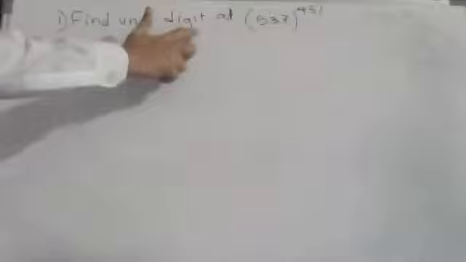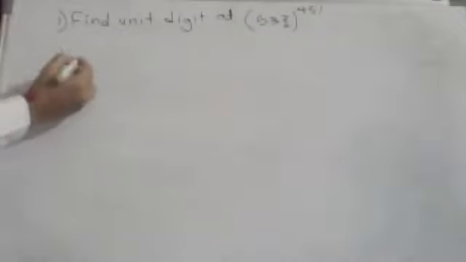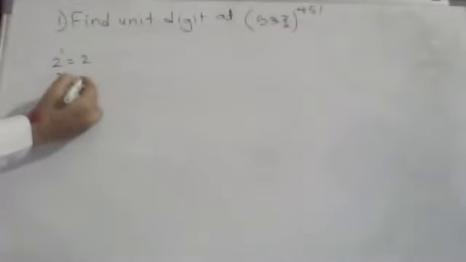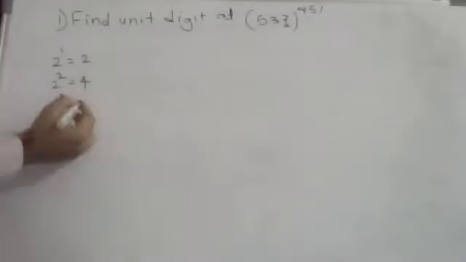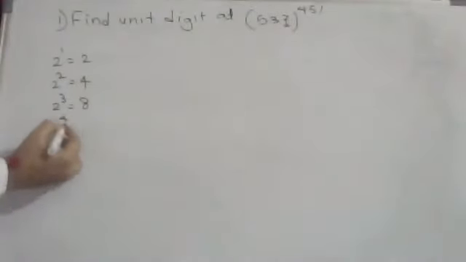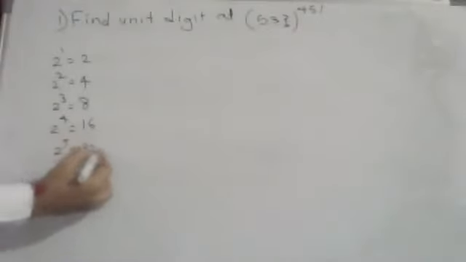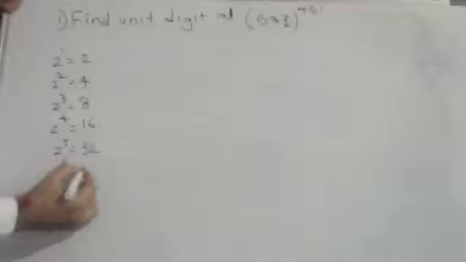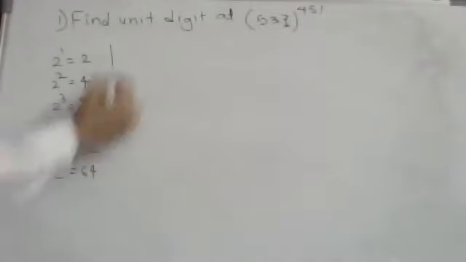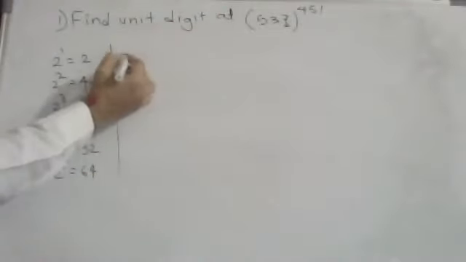Find the unit digit of 537 raised to 451. In such a case, see the unit digit, that is 7. Before that, you must know 2 raised to 1, 2 raised to 2, 2 raised to 3 of every number up to 9, up to the sixth power. Now, I am not writing all. The required number is 7, so I am writing about 7.